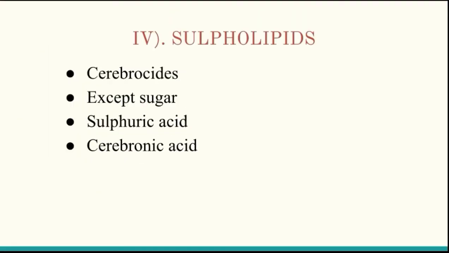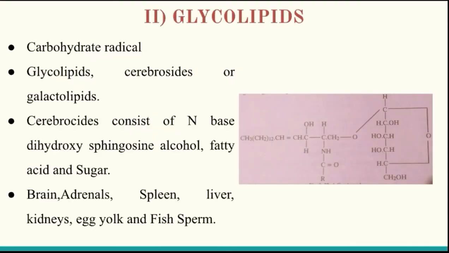Another, the fourth one, is the sulfolipids. These are similar to cerebrosides, except that in place of sugar, sulfuric acid is present in the molecule, in the form of cerebronic acid. If you compare with the cerebrosides, which are glycolipids, the structure is similar but the sugar molecule is absent in the sulfolipids. In the sulfolipids sulfuric acid is present, and in the glycolipids, the cerebrosides, the sugar molecule is present. That is the main and important difference between these two.